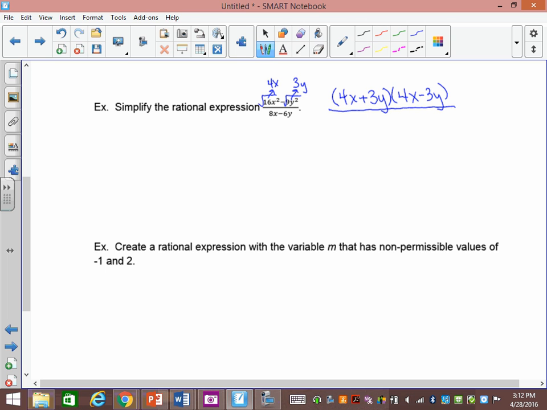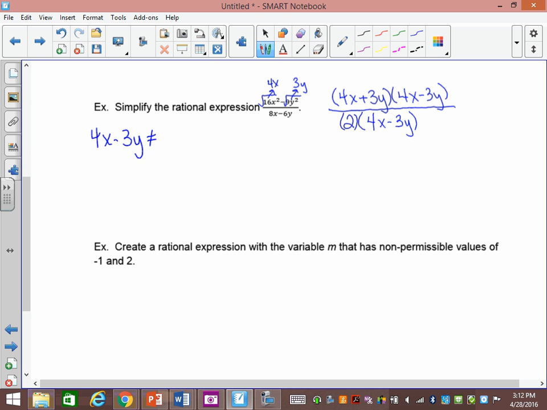Over, and the bottom, what can I take out in the denominator? 8x minus 6y. What can I take out of those two terms? A 2. I take a 2 out. I'm left with 4x minus 3y. Now, stating NPVs for these is a little bit crazier because you have x's and y's. So I'm going to go off to the side. I'm going to say 4x minus 3y can't equal 0.